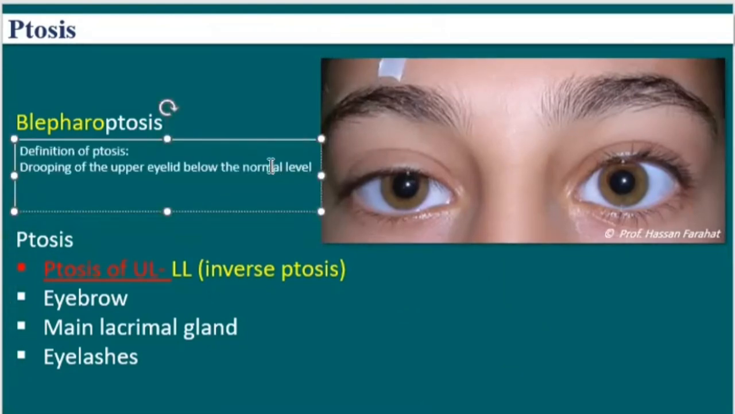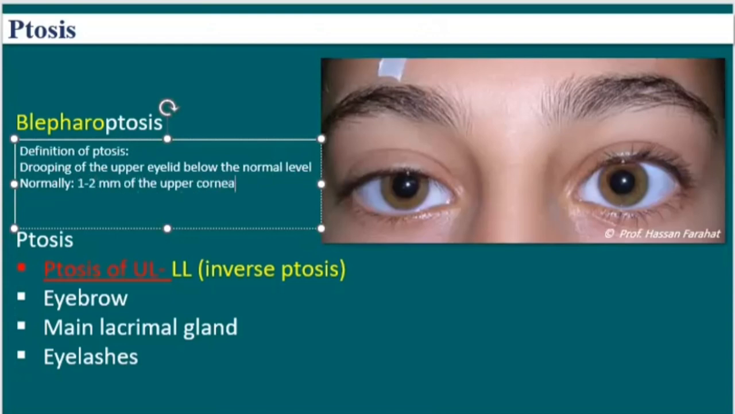To know it, what is the normal? Normally, 2 millimeters below the upper limbus of the cornea. Yeah, 2 millimeters of the upper cornea. Okay.